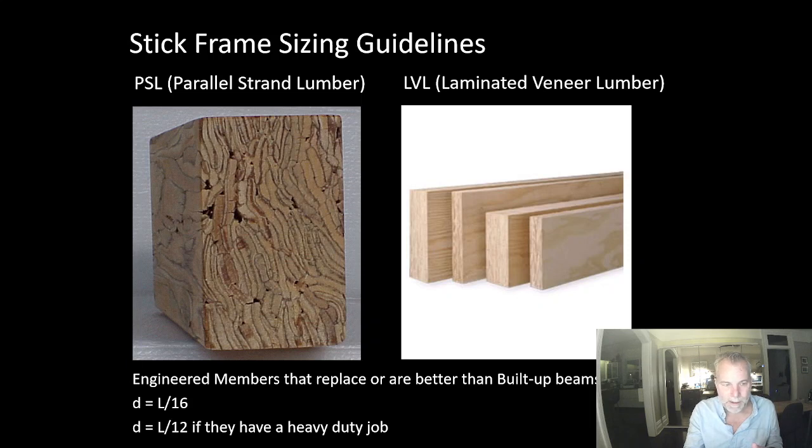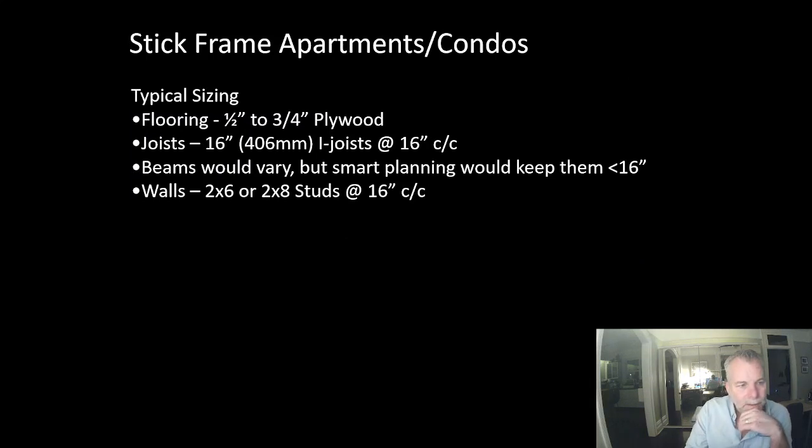PSL I rarely see anymore. In the early 2000s we saw PSL quite a bit. It's almost been completely taken over by LVL, laminated veneer lumber, on the right. There's also LSL, laminated strand lumber, which is similar to LVL but lighter duty. But again, it looks a lot like OSB, oriented strand board. Typical sizing we've talked about: 1/2 inch to 3/4 inch panel product, plywood or OSB. Joists at 16 inches on center or 400 millimeters. Beams would vary. With light wood frame, we would often incorporate steel beams, and walls would be 2x6 or 2x8 studs, or 2x4 studs. 2x4 for interior walls.